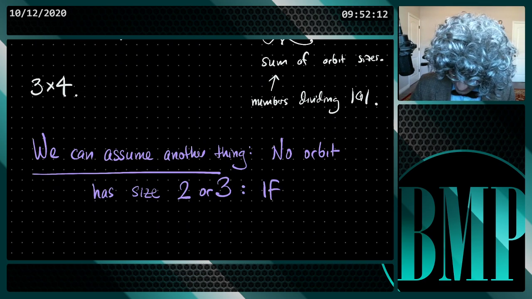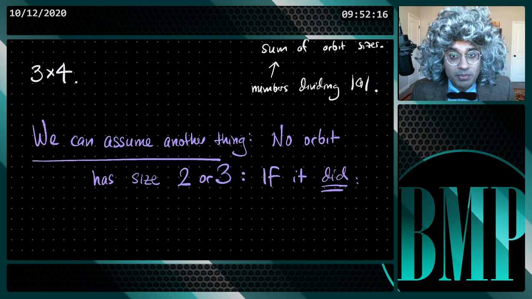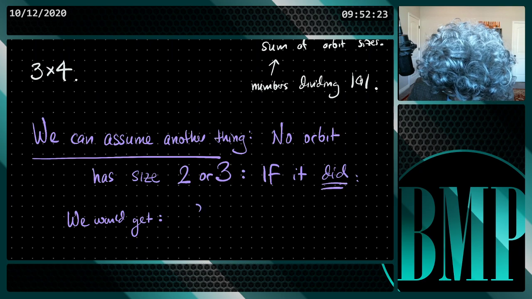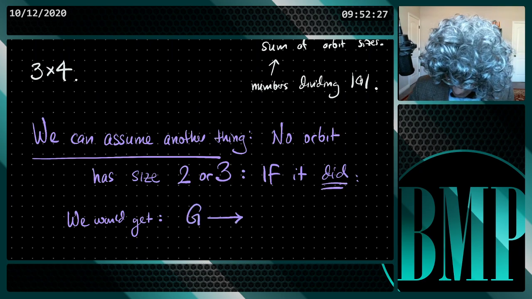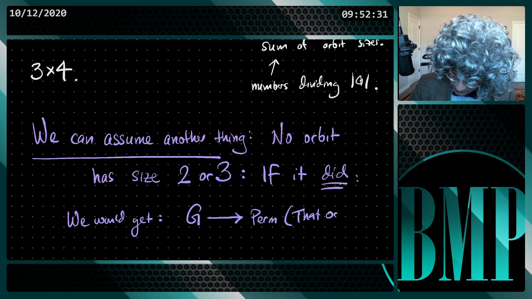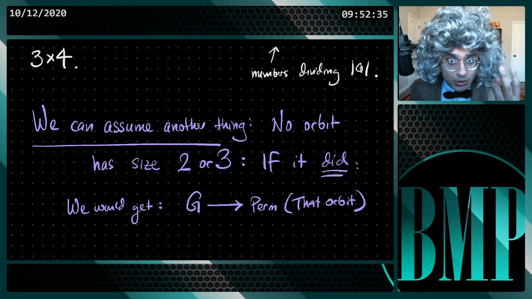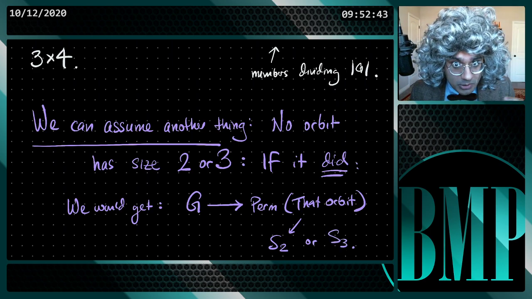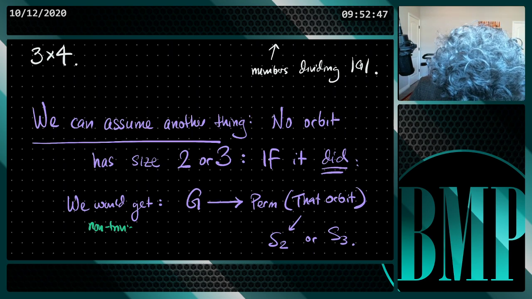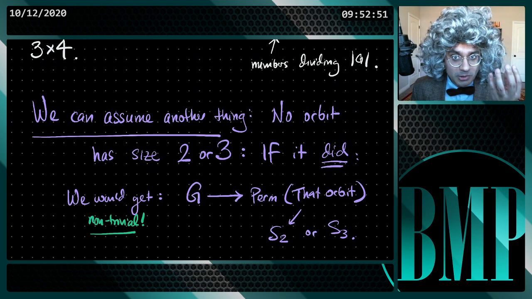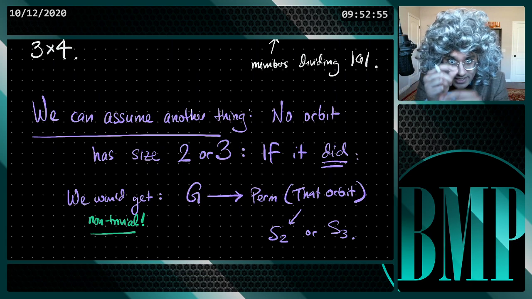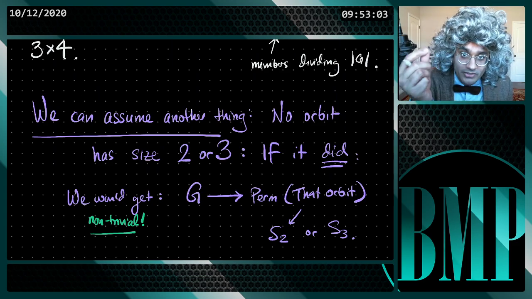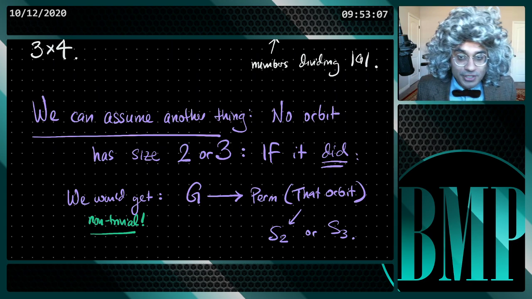Because if it did, then we would get a homomorphism from G to the permutations of that orbit. Now that orbit, if it had 2 or 3 elements, this would be either S2 or S3. And we would get a non-trivial homomorphism. What is this homomorphism? It's just conjugation. It permutes the elements in the orbit, and it permutes them non-trivially because the action is transitive on that orbit.